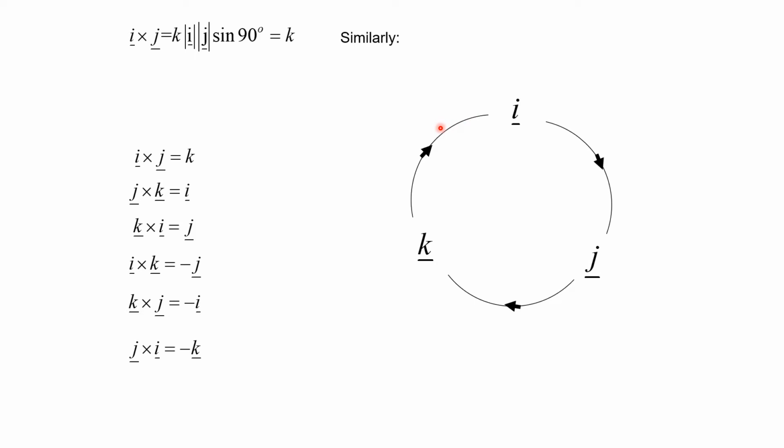If it's anti-clockwise, so if it's i times k, it will be negative j. And also k times j will be negative i, and j times i, which is anti-clockwise, will be negative k. So you can memorize this by using this simple diagram. Just remember that clockwise is a positive resultant and anti-clockwise is negative.